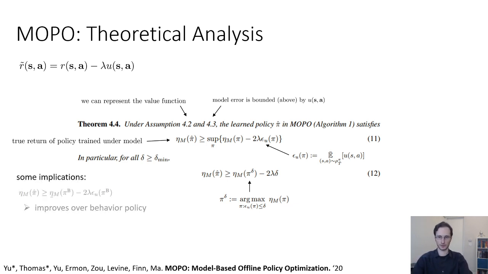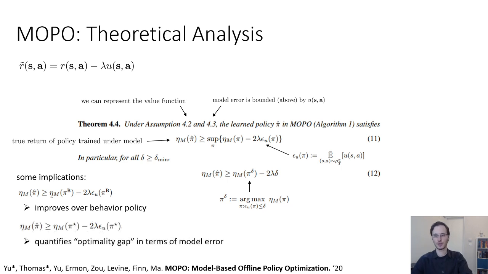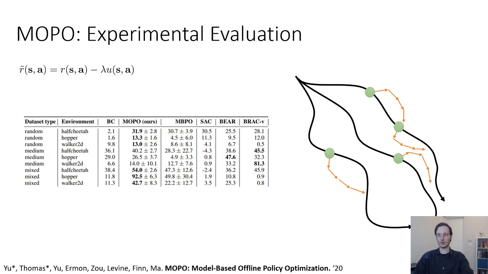So some implications of this. This means that we always improve over the behavior policy, and we can actually quantify the optimality gap against the optimal policy in terms of model error. So basically, if our error on the states that the optimal policy would visit is small, then we will get close to the optimal policy. Empirically, this method does very well. It outperforms regular MBPO. It also outperforms quite a few of the previously proposed policy constraint methods.